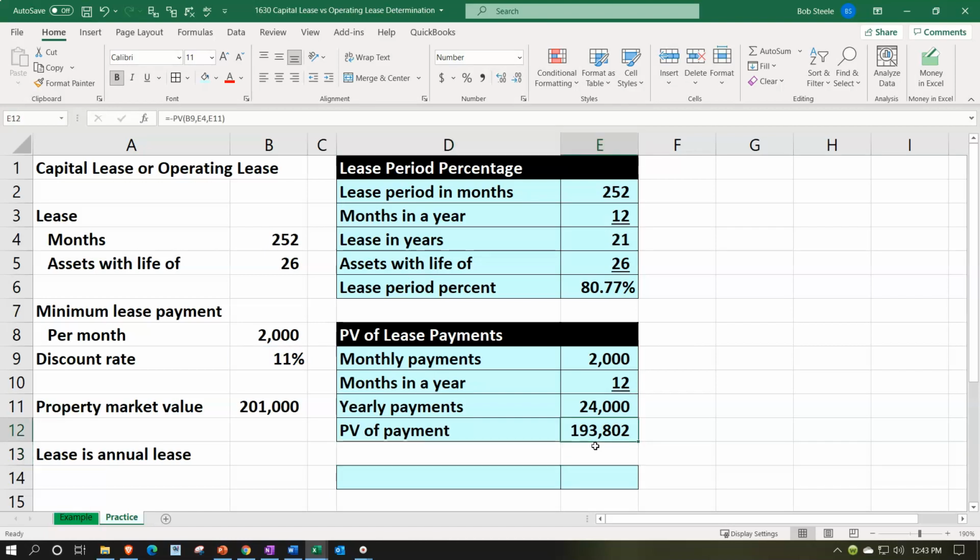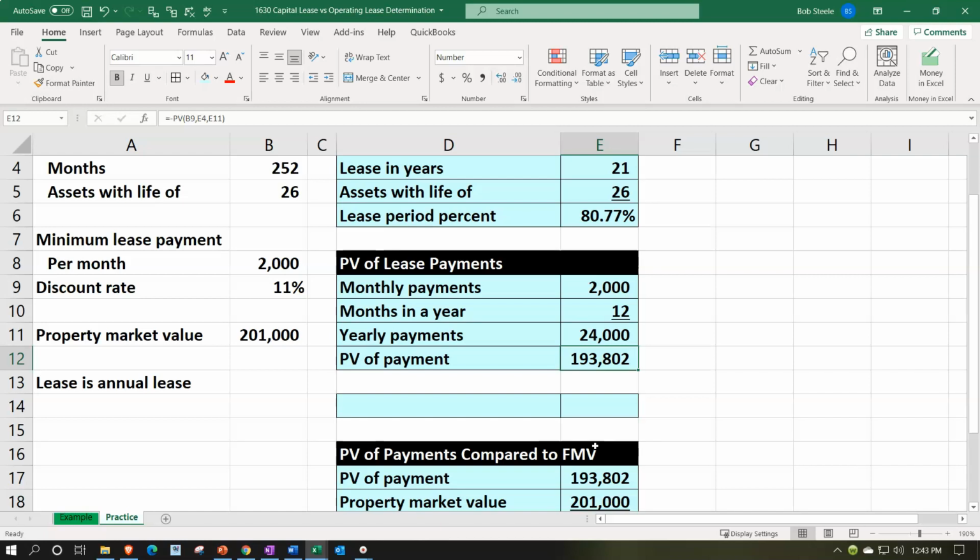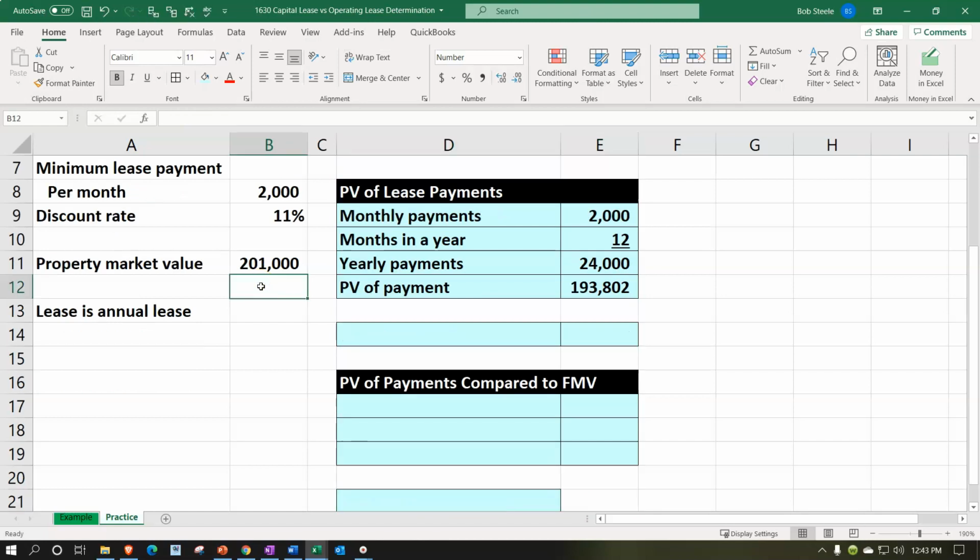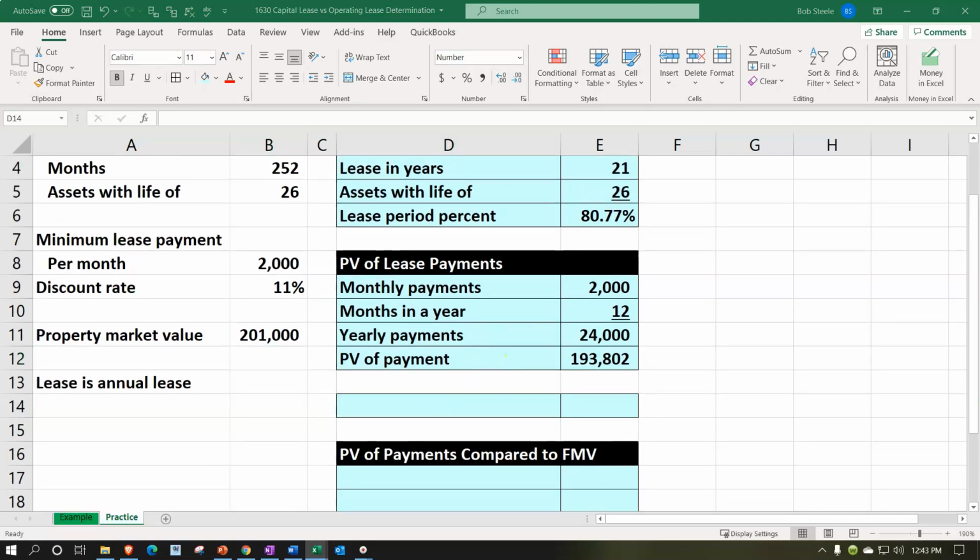That gives us 193,803. And then we can compare how close that is to this 201. Now that's a bit of a simplified calculation, because you might say, well, why don't I just do the present value on a monthly basis? Why did I need to make it a yearly type of calculation?